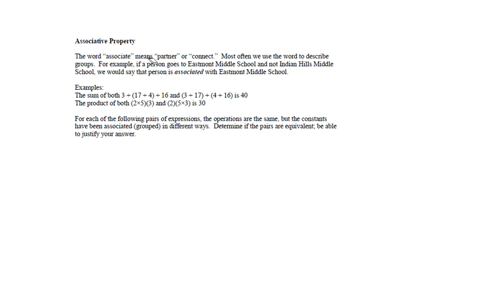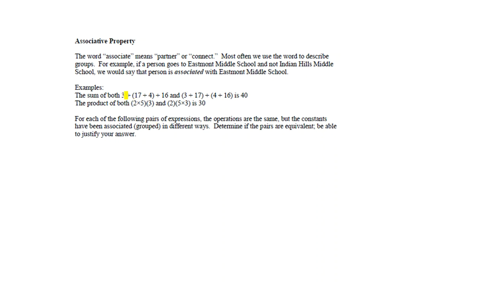The word associate means partner or connect. Most often we use the word to describe groups. For example, if a person goes to Eastmont Middle School and not Indian Hills Middle School, we would say that person is associated with Eastmont Middle School. So let's look at these examples here.